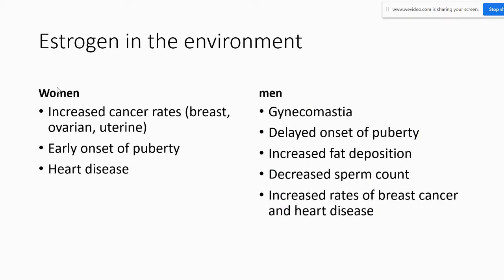One issue with estrogen in the environment, the estrogen mimics, is that in women it causes increased cancer rates, earlier onset of puberty, as well as heart disease. In men, it increases rates of gynecomastia, which you might know of as man boobs. It delays onset of puberty, increases fat deposition in men, decreases sperm count, and increases rates of breast cancer and heart disease in men as well.